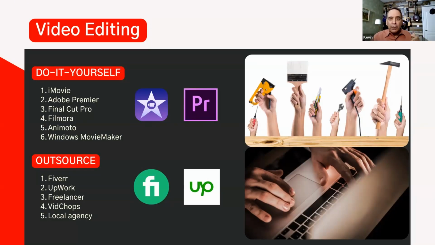But you may want to do it. It may be something that you want control of the process. That's awesome. So again, you can go to iMovie. There's some different options here. Do-it-yourselfers: iMovie, Adobe Premiere, Final Cut Pro, Filmora, Animoto, Windows Movie Maker. I use one very often called Clips. It's very simple. I can use it very easily, and I use that for a lot of stuff.